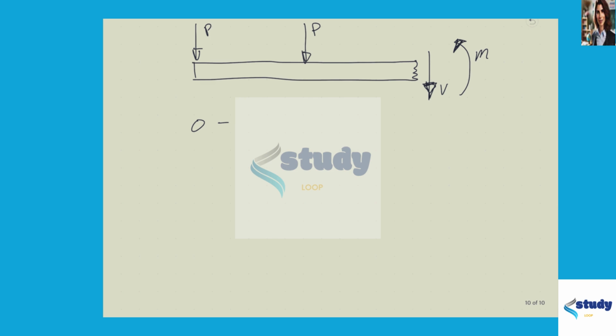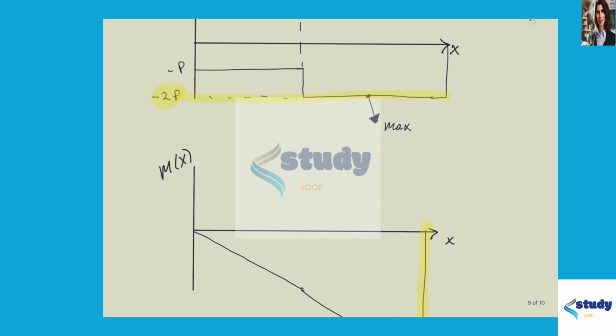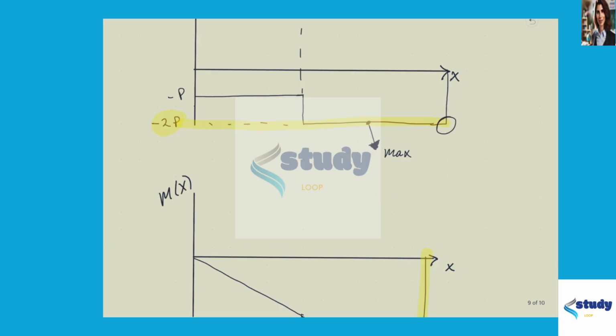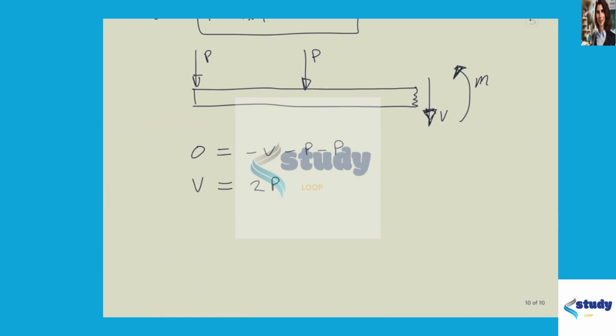So if we set up our equation, we have 0 is equal to a negative V minus P minus P. V is equal to 2P, as we have already seen. So that's at this point right here.